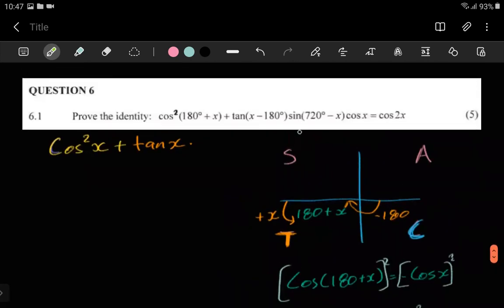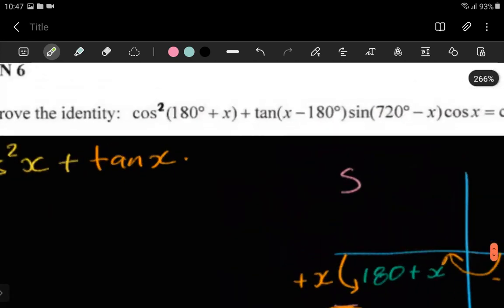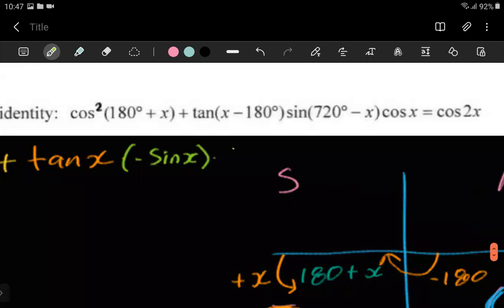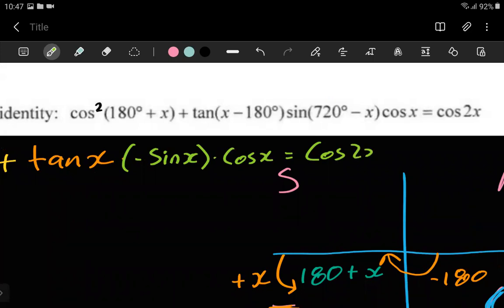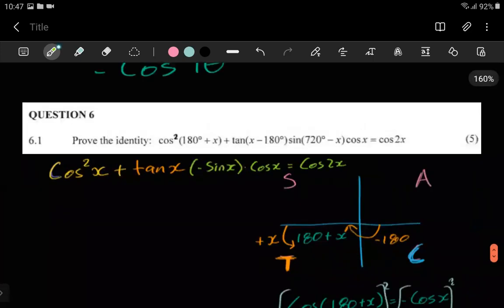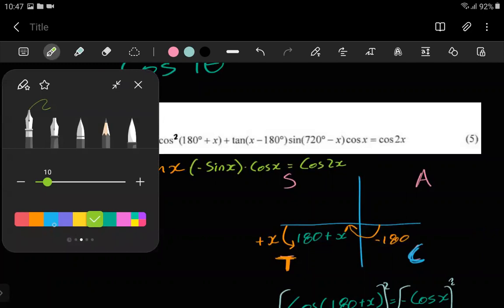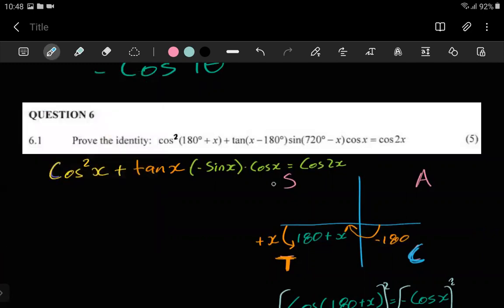But anyway, now you see here where we have sine (720 minus x). The big idea is that you want to put brackets here, otherwise you're going to mess things up. See? Sine x over there next to a cos x. And then here you're going to have cos 2x like that. And then with all this being done, you can just carry on.